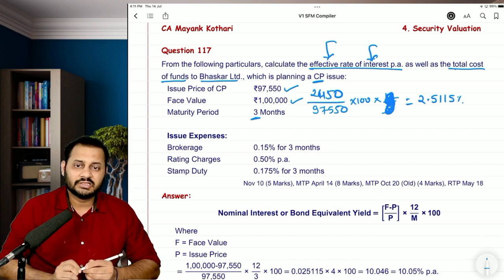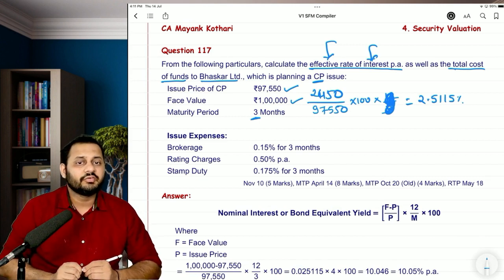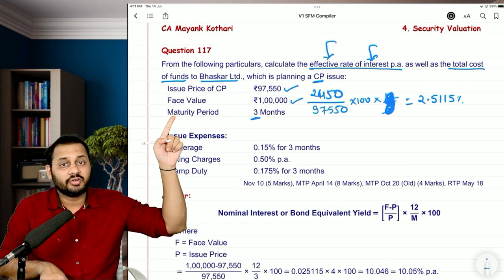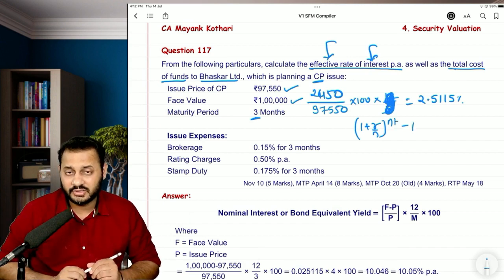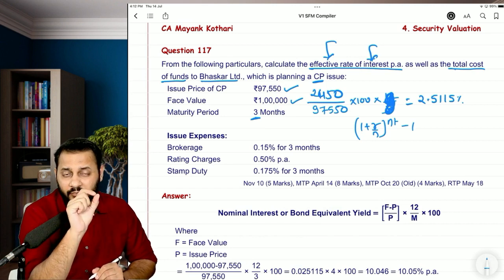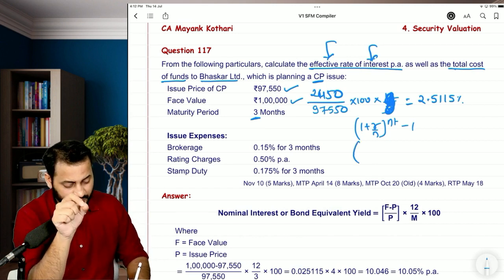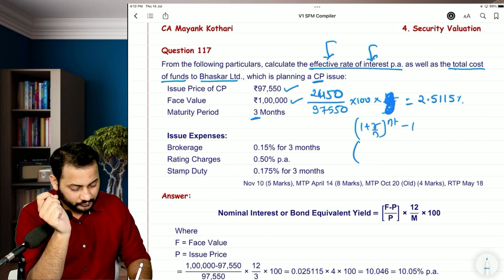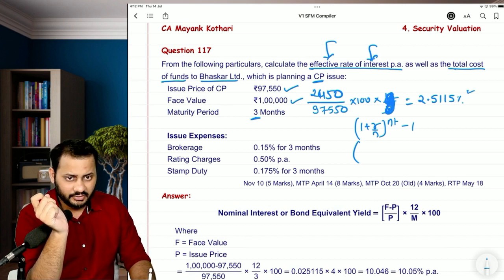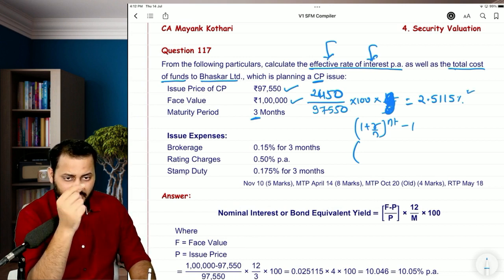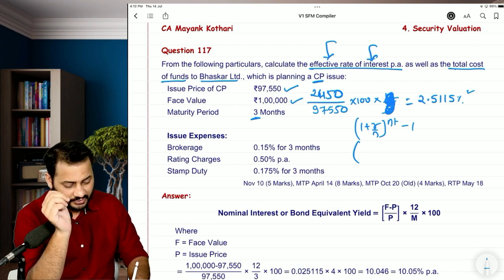Okay. 3 months means, in case of effective compounding, we can say this is a quarter period. Now what we can do is (1 plus r divided by n) to the power nt minus 1 will be the effective rate of interest. That is what you have learned in the time value of money. So how are we going to do it? This is already for 3 months, right? So r by n will also be for 3 months. Can I write it like this?